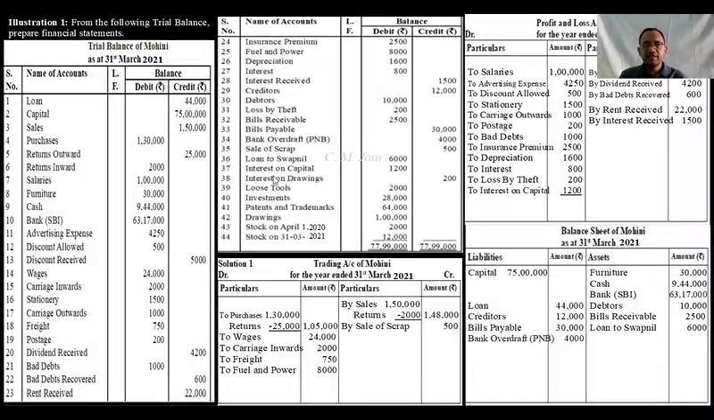Then next we are given interest on drawings, opposite of interest on capital. For the firm, it is an income. So profit and loss account credit side. By interest on drawings 200.